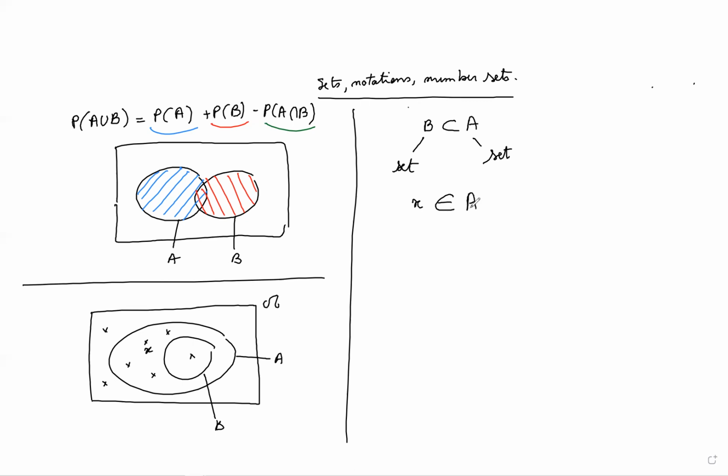X is an element of A. So this is an element. It's like a marble in the bag of marbles. And this is a set. Of course, the negation of this would be B is not included in A, and X is not an element of A. This is the negation.